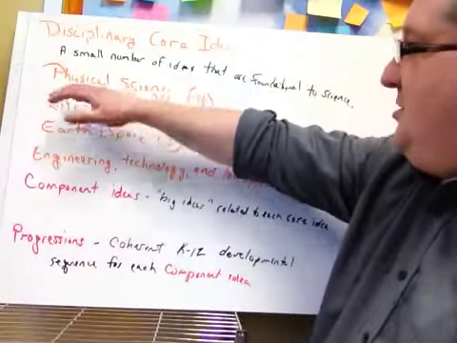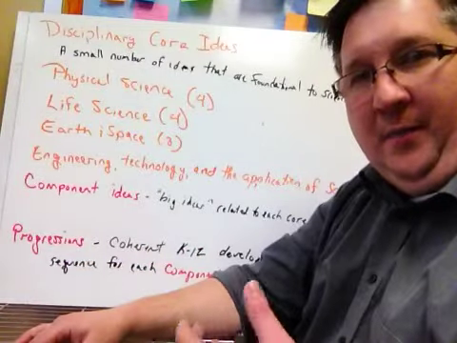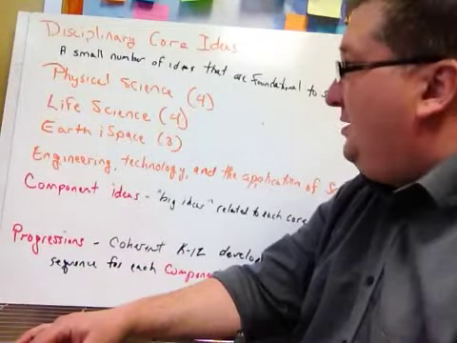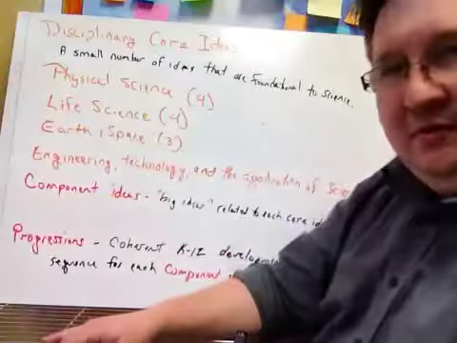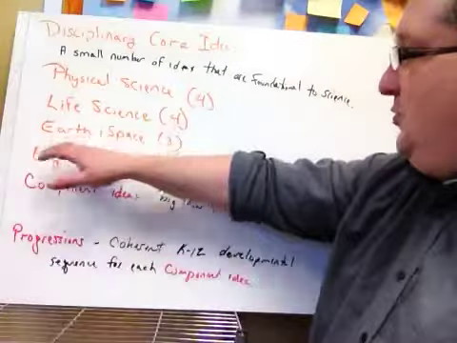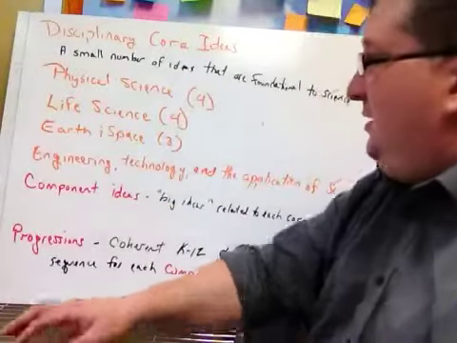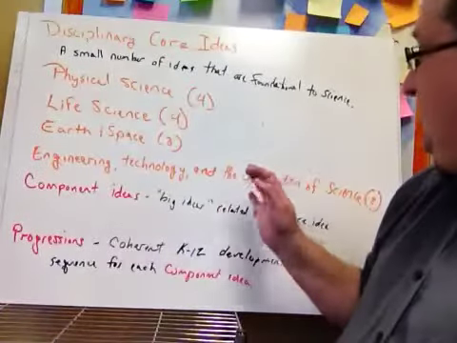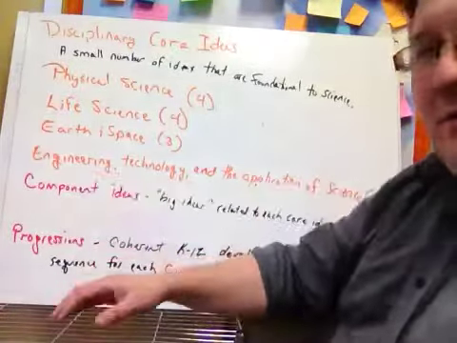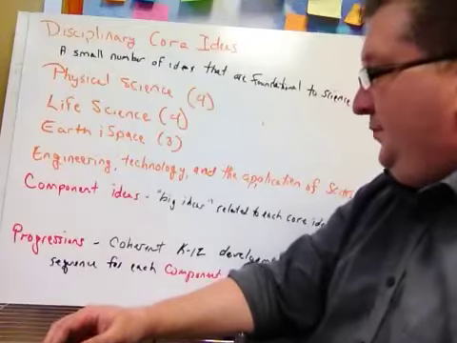In physical science, there are 4 disciplinary core ideas. In life science, we have, again, 4 core ideas. In earth and space science, there are 3 core ideas. In engineering, technology, and the application of science, there are 2 core ideas.